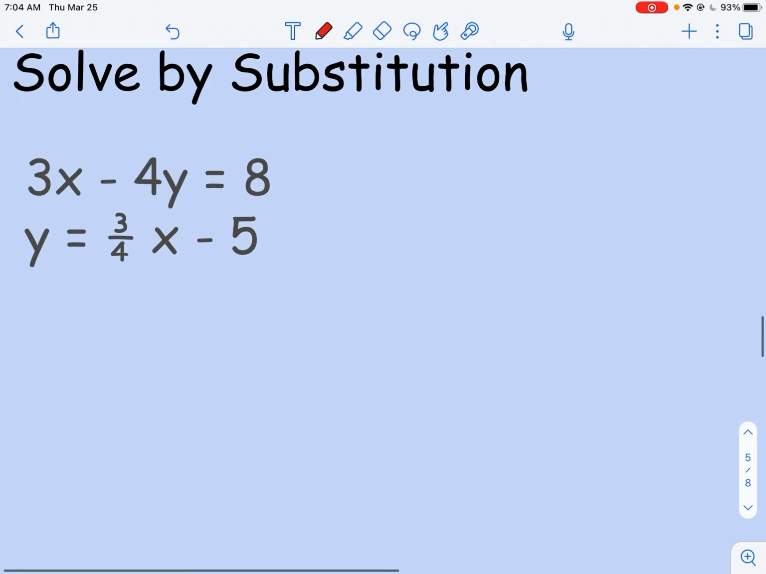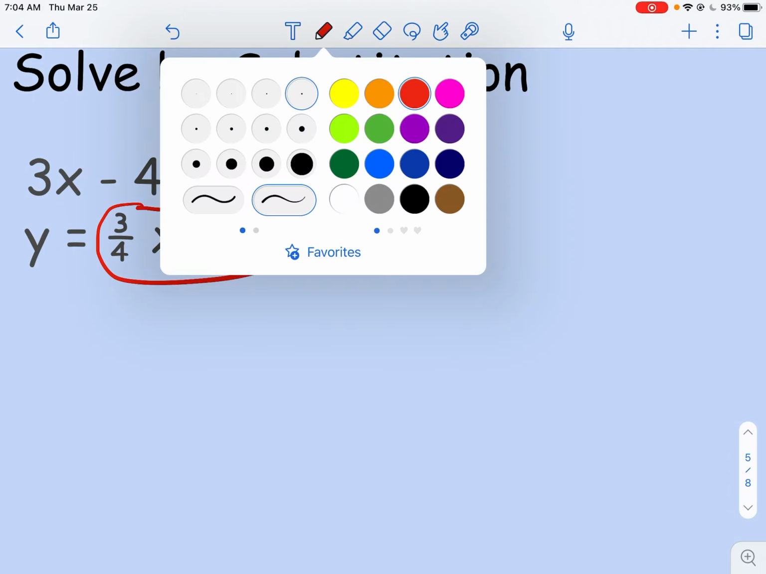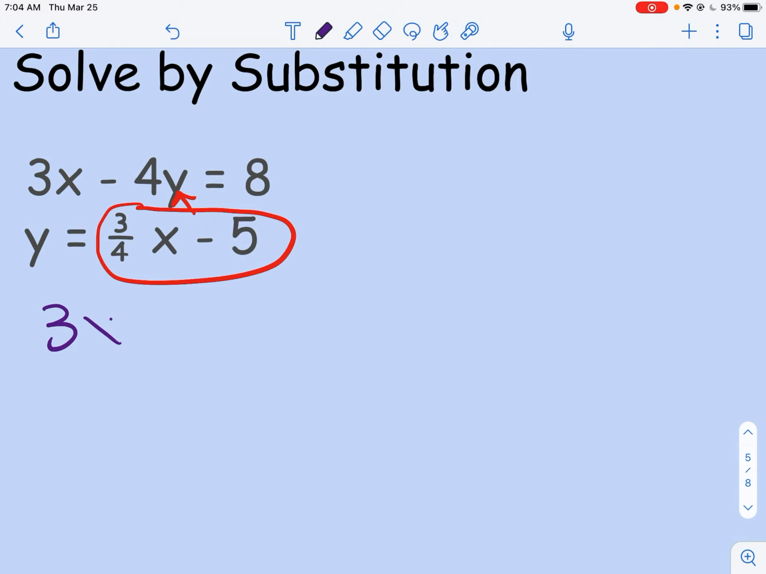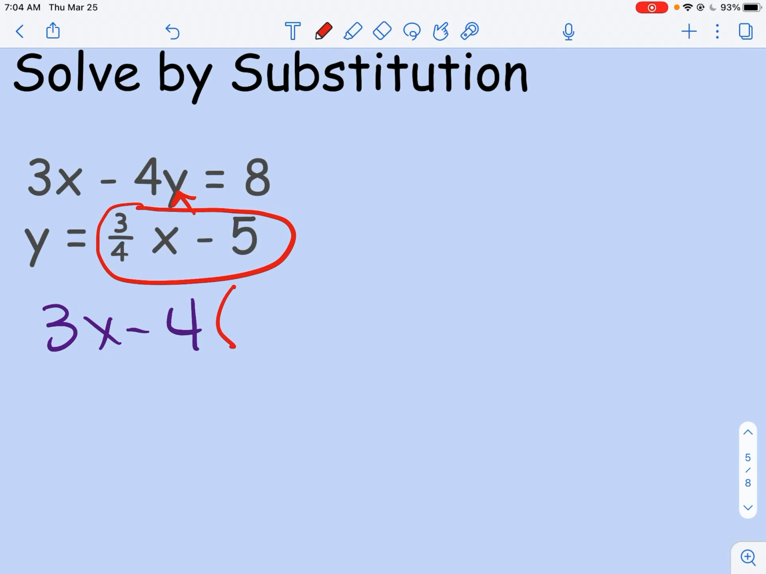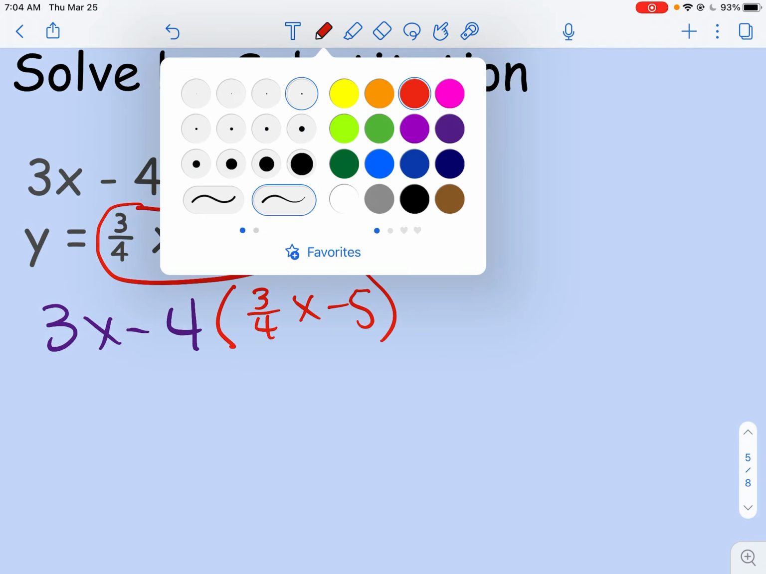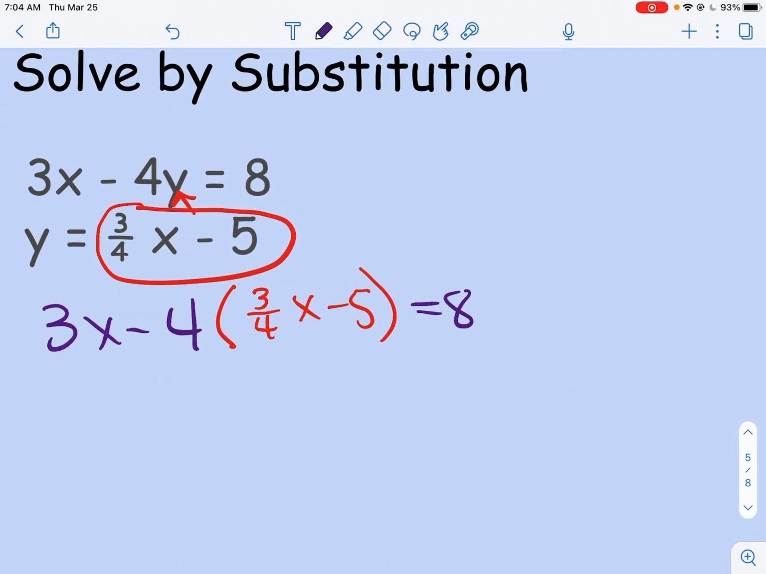Okay, so let's look at this one. I'm going to take this and I'm going to plug it in for the y. I take 3x minus 4 and I replace the y with 3/4 x minus 5 equals 8. All I've done is replace the y.